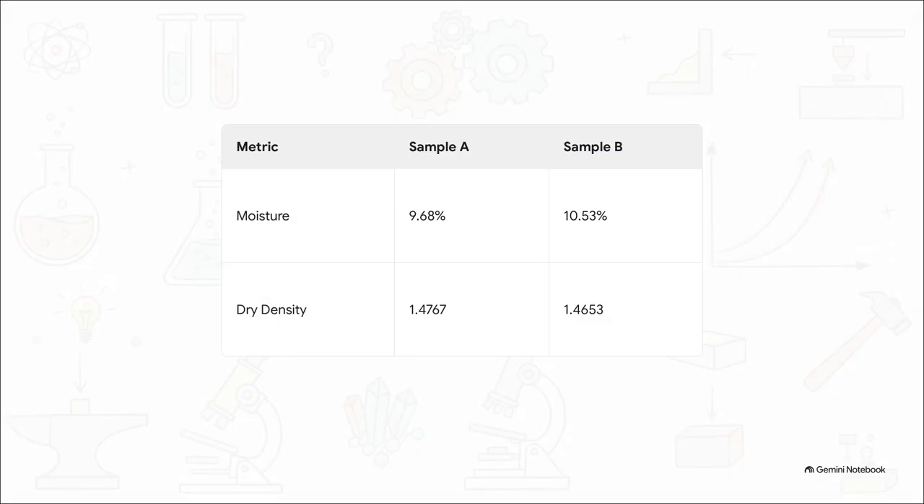Let's take a look at some actual lab data from 2 samples. To calculate this, you take the mass of the pore water and divide it by the mass of the dry soil.